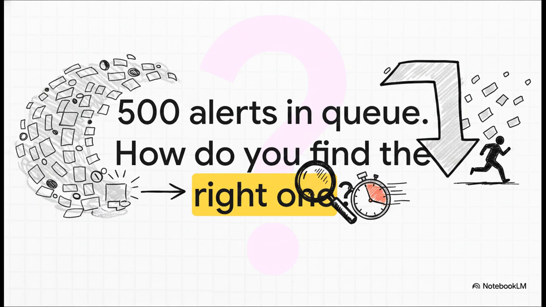Okay, let's dive into this with a scenario. Picture this. You've just logged in for the day, grabbed your coffee, and bam, you have 500 alerts sitting right there in your queue. So how do you find the single one that actually matters? Because look, if you treat them all equally and just start working your way down from the top, you are already way behind the adversary.